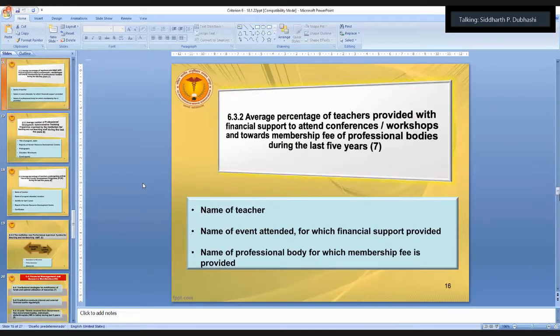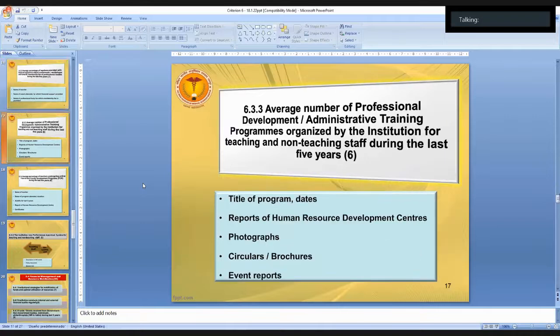The next question is the average percentage of teachers provided with financial support to attend conferences, workshops, and towards membership fee of professional bodies during the last 5 years. Details are very straightforward: name of the teacher, event attended for which financial support is provided, or the professional body for which the membership fee is provided. Professional body means professional body. We are not talking of Rotary Club or Lions Club here.